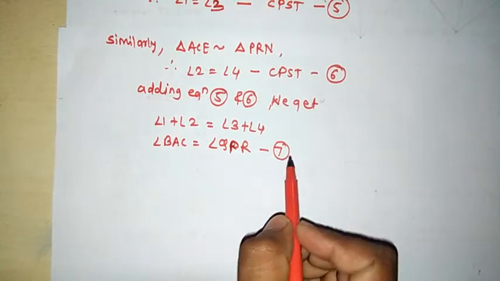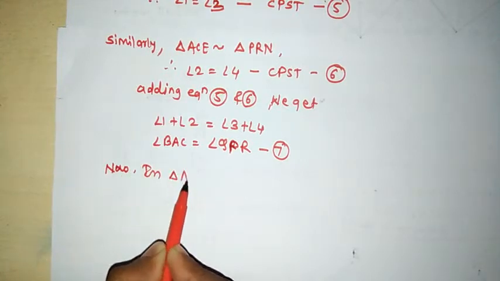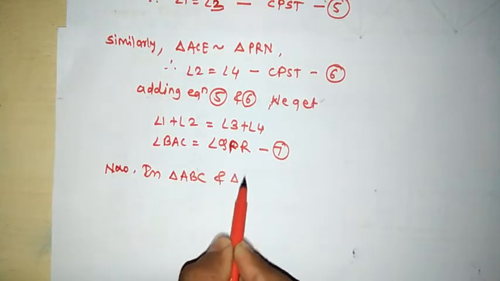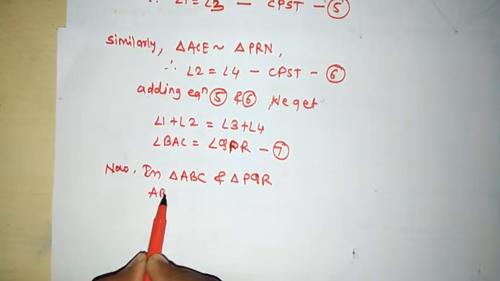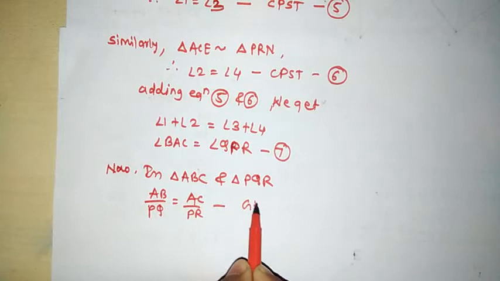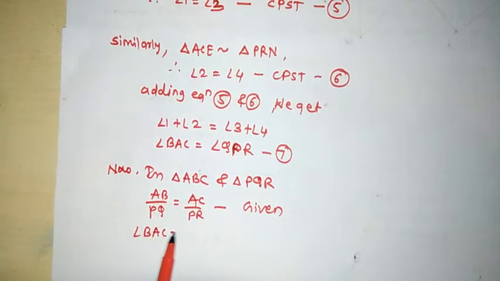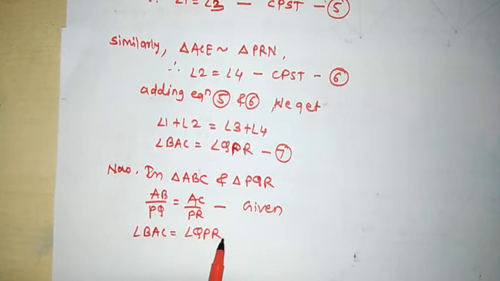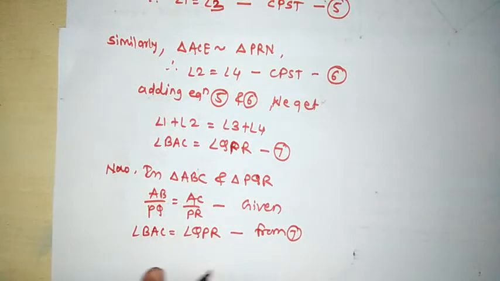Now see, in the two bigger triangles, triangle ABC and triangle PQR, we have to check here. AB by PQ is equal to AC by PR. This is given data. And again, angle BAC is equal to angle QPR from 7, which we have proved here. Therefore, angle BAC is equal to angle QPR in these two triangles.